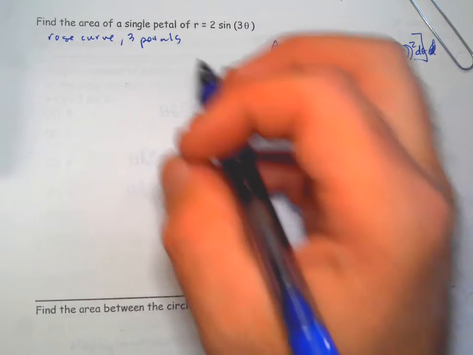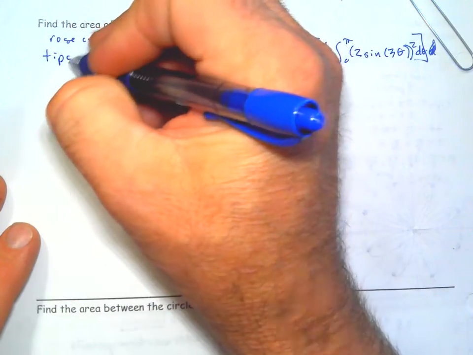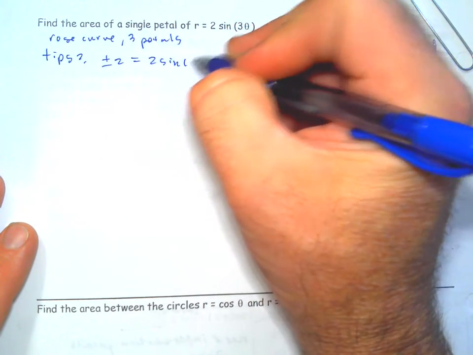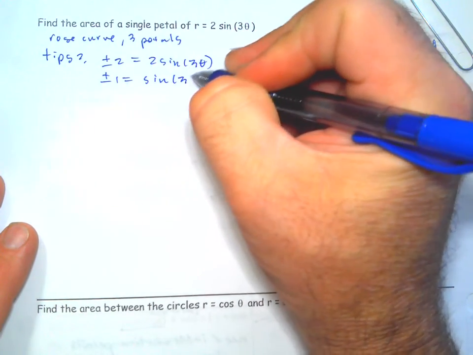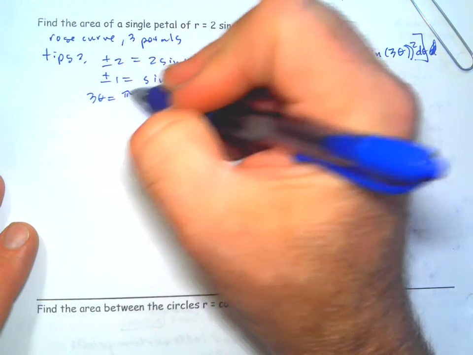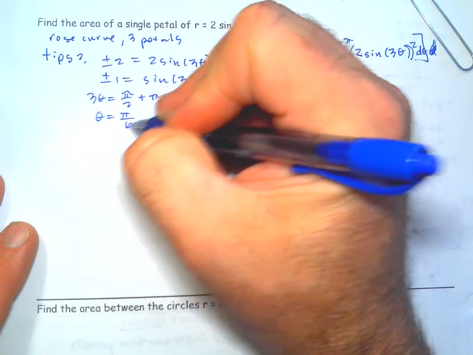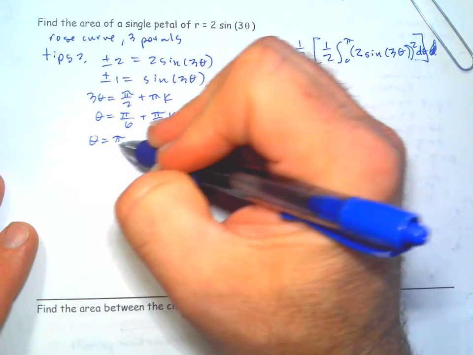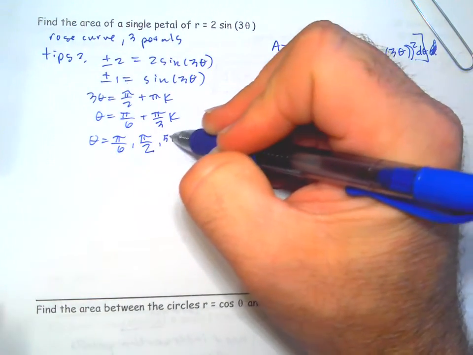If you sketched it, you'd zero in on one of the single petals, but that would be a lot of extra work. I'll go ahead and do it. So plus or minus 2 equals 2 sine 3 theta, plus or minus 1 equals sine 3 theta. So 3 theta equals pi over 2 plus pi k. So theta equals pi over 6 plus pi over 3 k. So theta equals pi over 6, pi over 2, and 5 pi over 6.